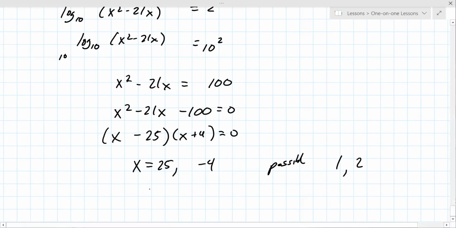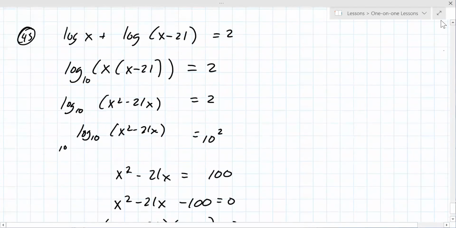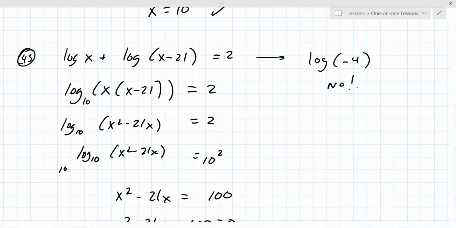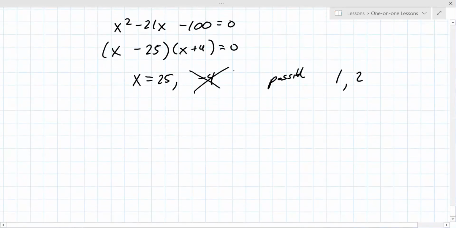But it's not the fact that it's positive, but when you look back, you go all the way to the original. Can you take the log of a negative number? No. So negative 4 is not allowed. It's not because it's negative, but because when you put it into the log, it's the log of a negative. So x equals 25. And you're supposed to be like, no, that's not right. That's extraneous.